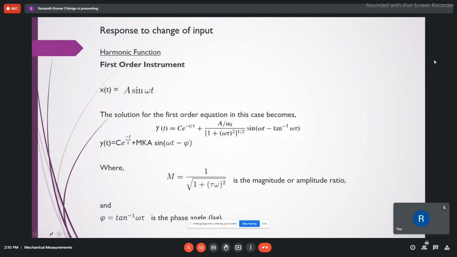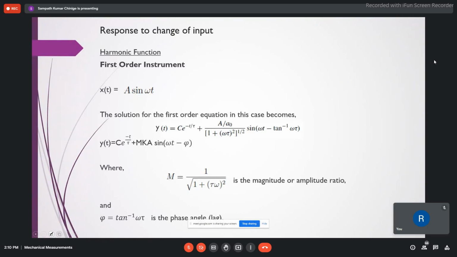Next thing is harmonics. So far we have dealt with giving a simple unit step input function, and how the zeroth order, first order and second order systems behave. Those things we have looked at.